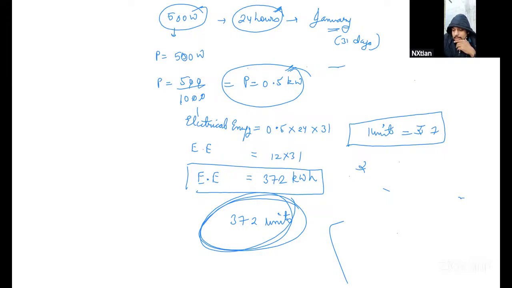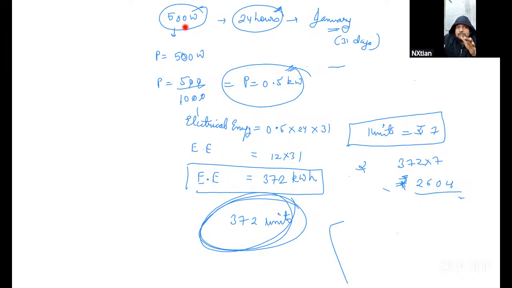Now 1 unit is equal to 7 rupees. So 372 into 7, when you multiply it, comes to 2604. It means that I am getting 2604 rupees for the fridge only. Oh my god. Did you understand? I took 500 watt, which is a lot of power.